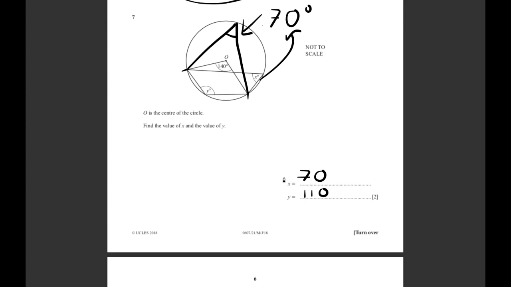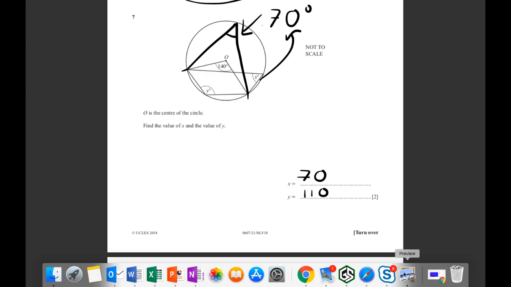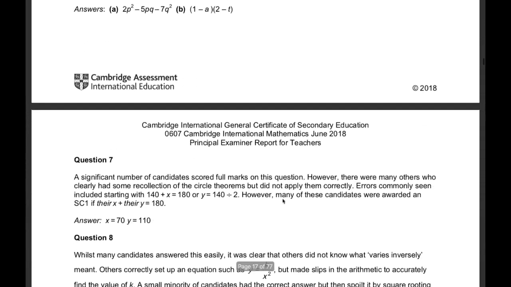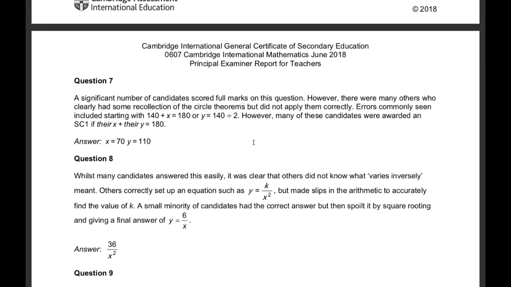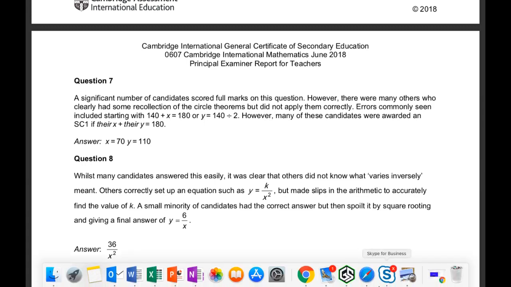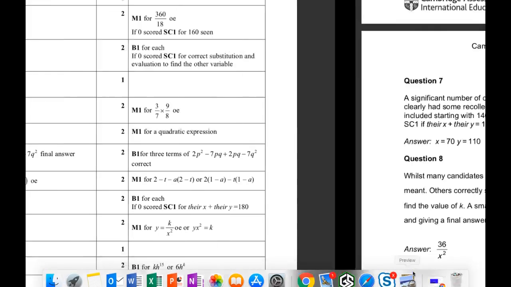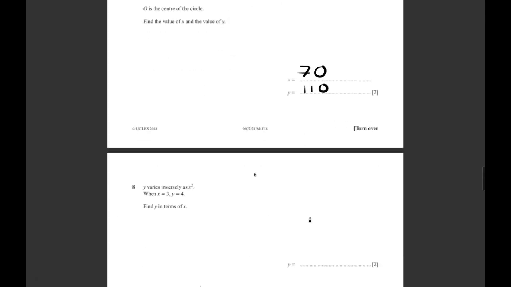So nice 2-mark question. No reasons required, just write down the angle. If we go back to the mark scheme, you'll see that some of them didn't apply it correctly. Some people thought that x had to be something slightly different. So again, just make sure you know your circle theorems in good depth. And let's move on.